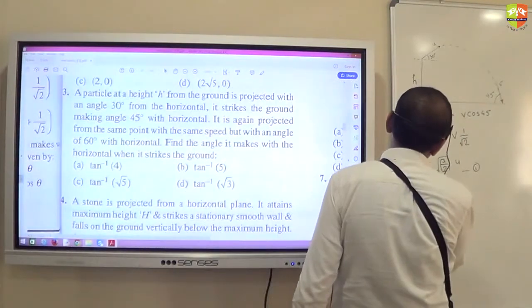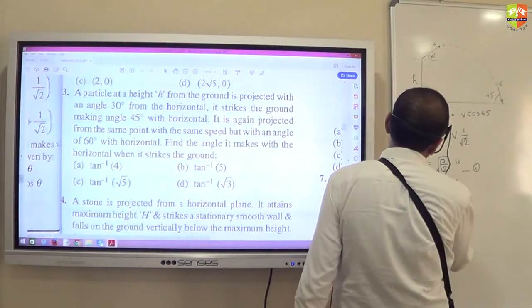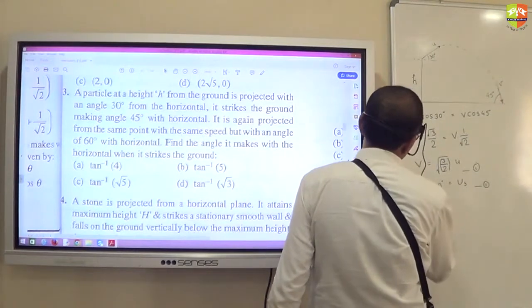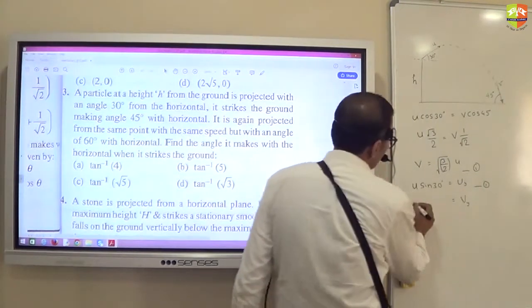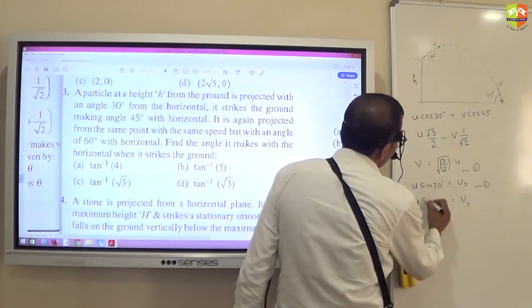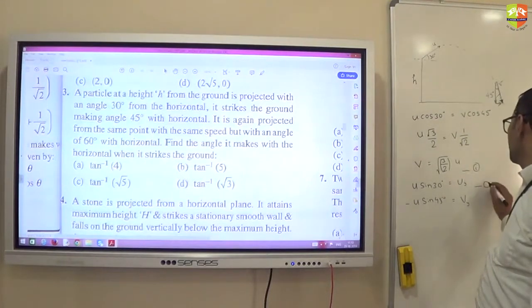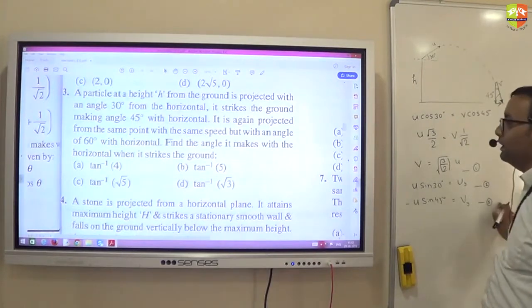And along y axis, you have u sine 30, velocity along y axis. Velocity along y axis finally will be what? Minus of v sine 45. Take component of this velocity, it will be like this and like that. Yes or no? Vertically down will be v sine 45 and horizontally will be v cos 45. Alright? So you have these two equations, 1, 2, 3.